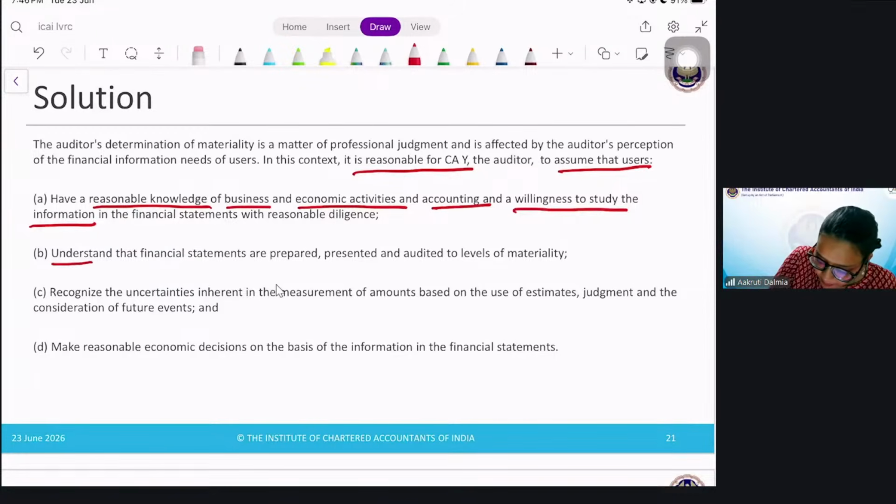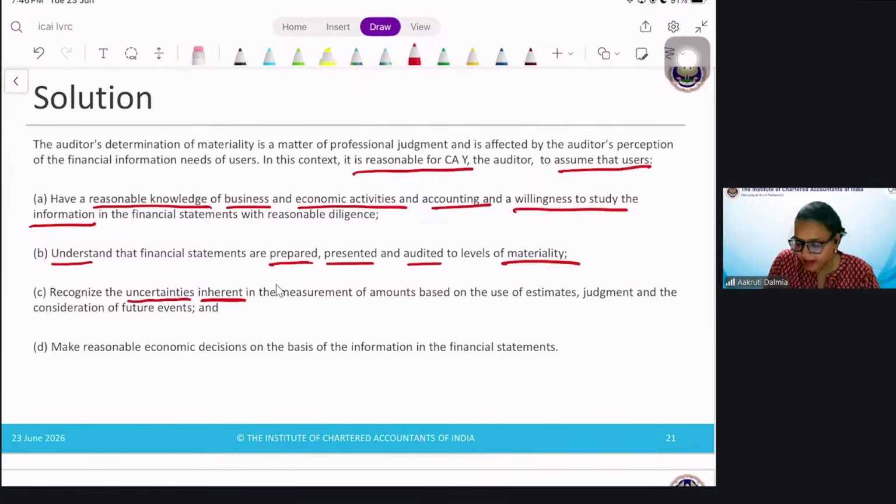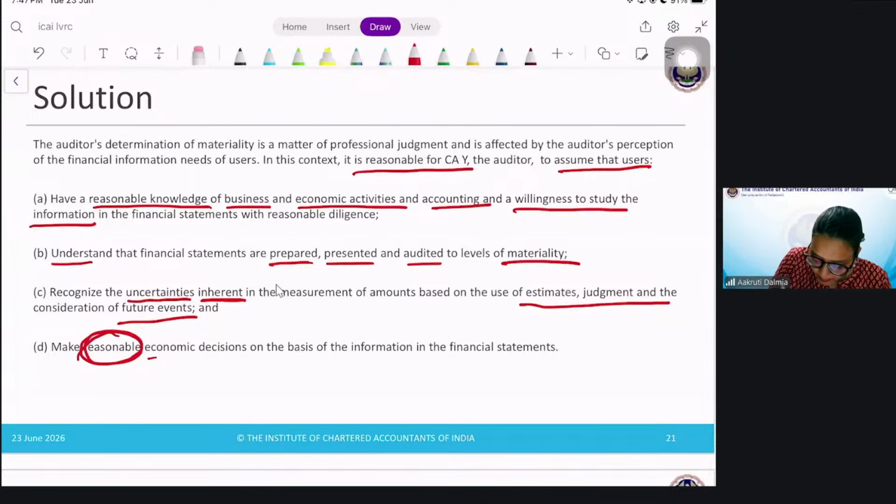That they understand that financial statements are prepared, presented, and audited as per the materiality. They know that audit is not a guarantee, and everything in audit and accounting is done as per the materiality. Then they recognize that certain uncertainties are always inherent whenever estimates and judgments are being used with respect to future events. So I am assuming that Mehak and Pooja know that I cannot control the future. There will always be something that is uncertain. And they are people of sound mind who are making reasonable economic decisions on the basis of information.